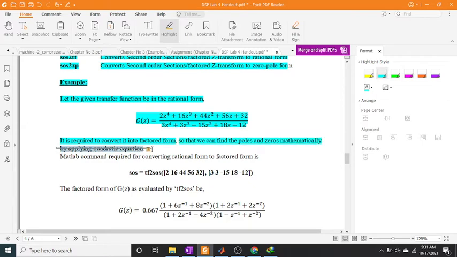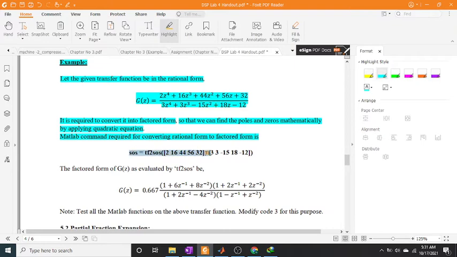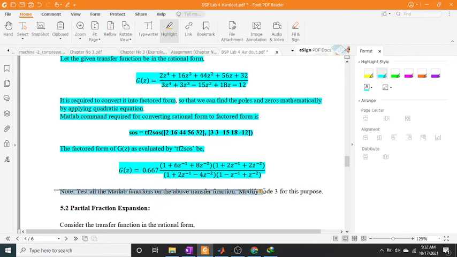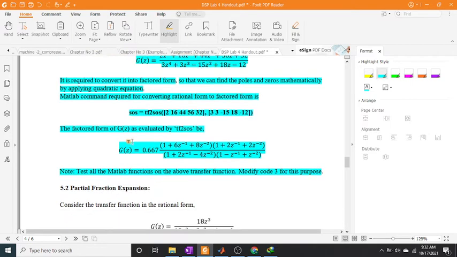By applying the quadratic equation, the MATLAB command required for converting rational form to factored form is sos equals tf2sos([2 16 44 56 32],[3 3 -15 18 -12]). The factored form of G(z), as evaluated by tf2sos, is 0.667 times (1 + 6z^-1 + 8z^-2)(1 + 2z^-1 + 2z^-2) over (1 + 2z^-1 + 4z^-2)(1 - z^-1 + 2z^-2). Note: test all the MATLAB functions on the above transfer function. Modify Code 3 for this purpose.